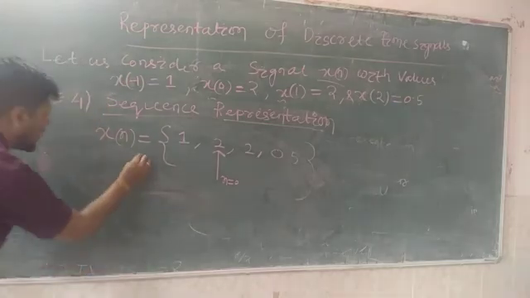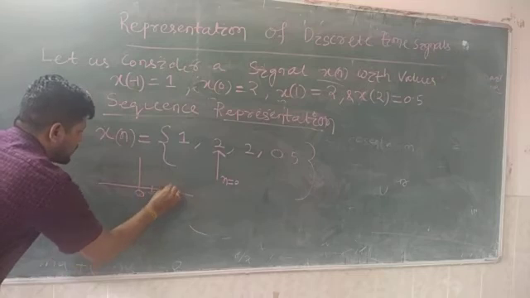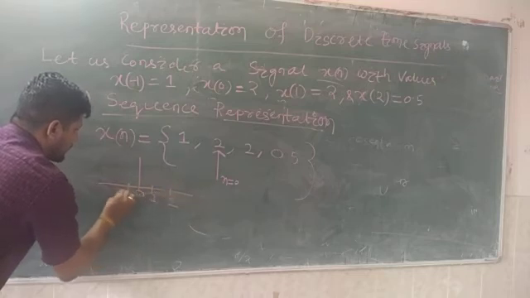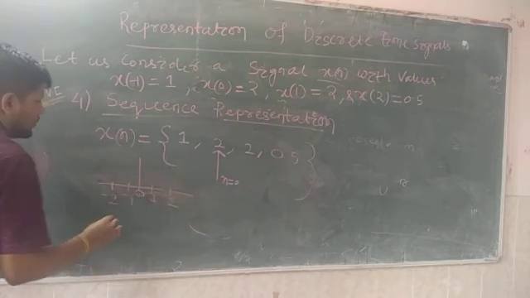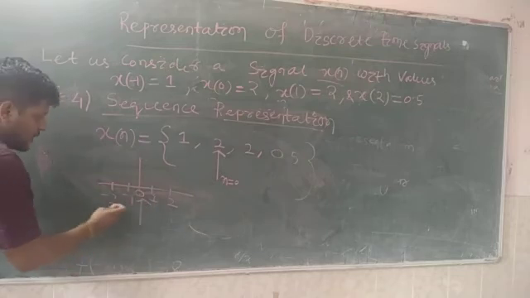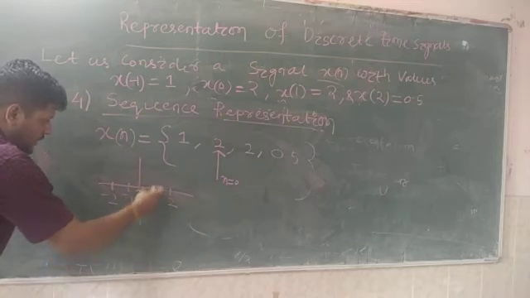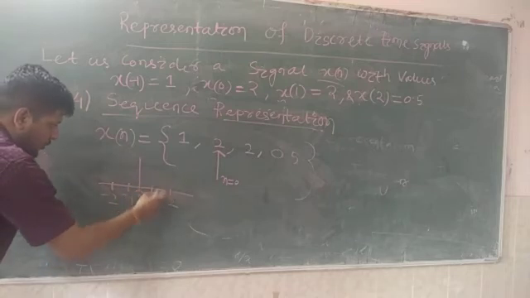For example, in a graph, suppose this is 0, this is 1, this is 2, this is minus 1, this is minus 2. So you are here. If you move towards the left, we have n is equal to minus 1, minus 2. If you move this arrow mark towards the right, then we will have n is equal to plus 1, plus 2.